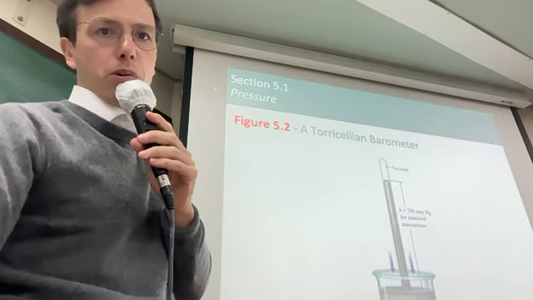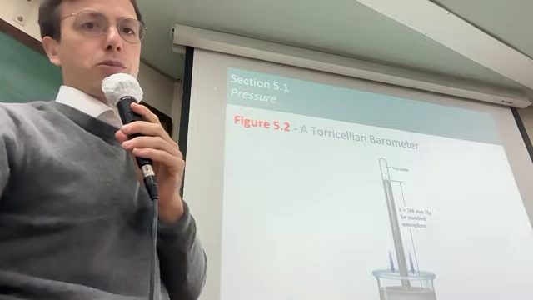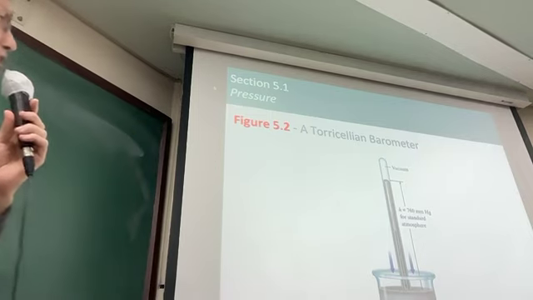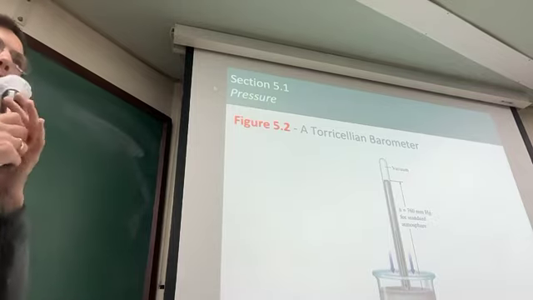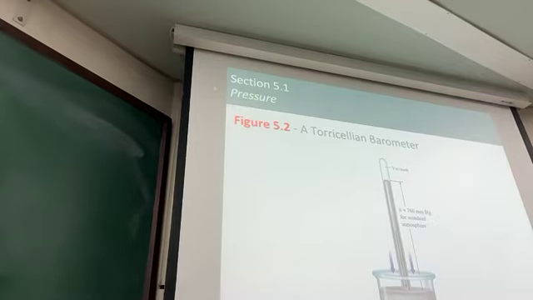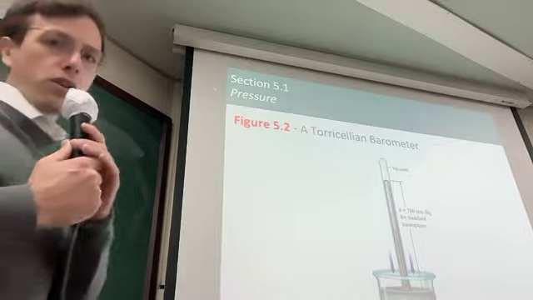This is, by the way, called a Torricellian barometer. That's why the unit of pressure is called torr. So the atmospheric pressure has a value of 760 torr.